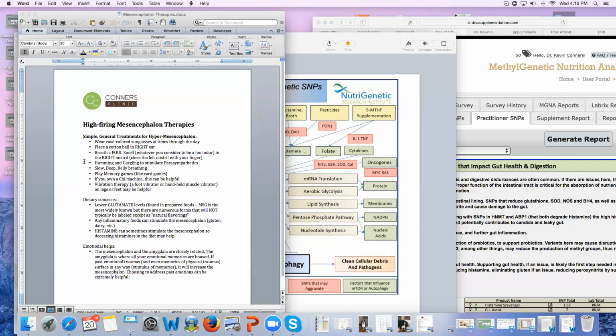So humming and gargling can stimulate the parasympathetics, but to really get a good stimulation, you really got to gargle hard for a while. What should I gargle? It doesn't make any difference. So humming and singing can help stimulate the parasympathetics, which will in turn calm down the sympathetics. Slow, deep belly breathing can help stimulate a calming sensation to the sympathetics.